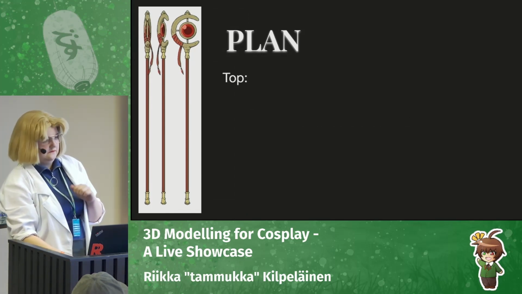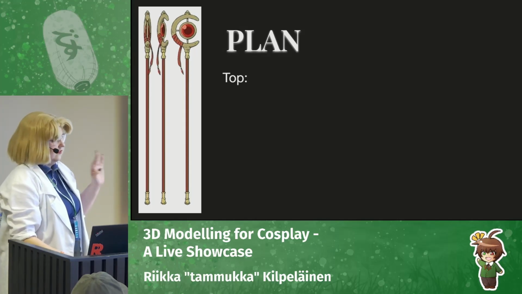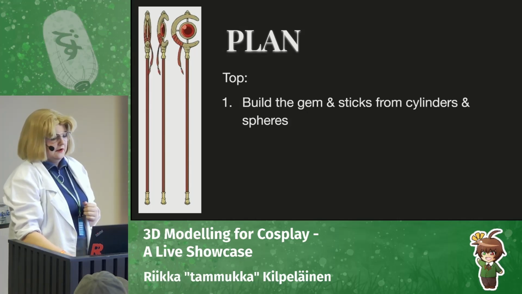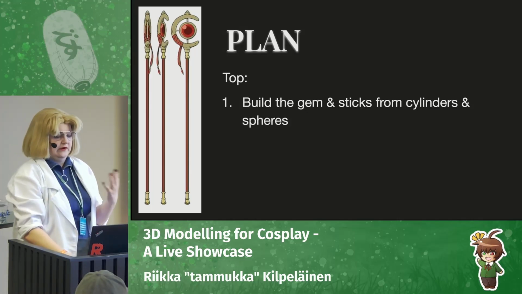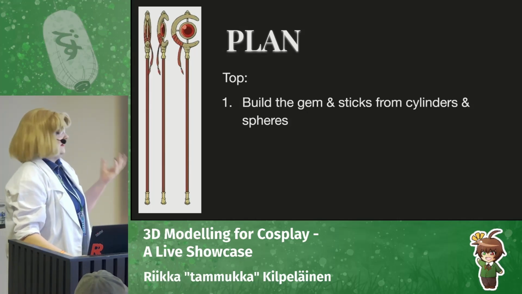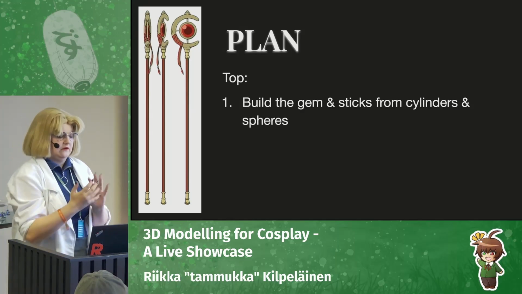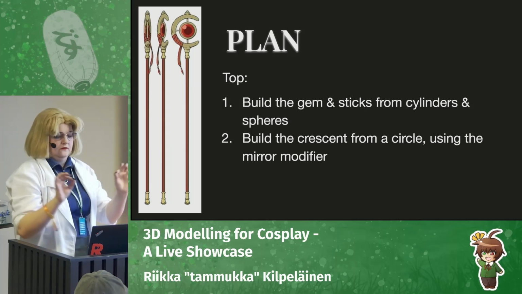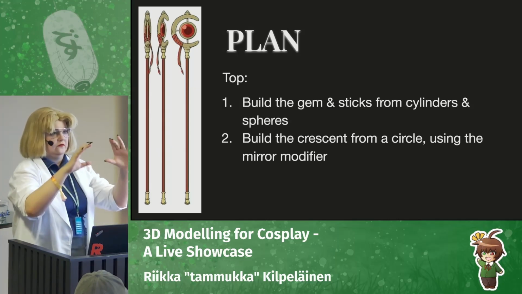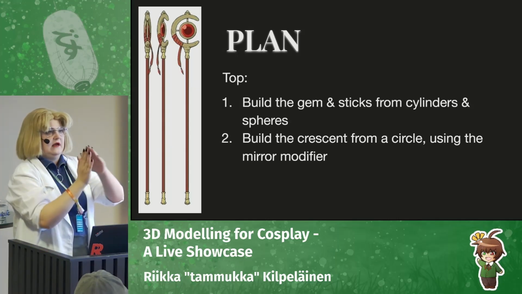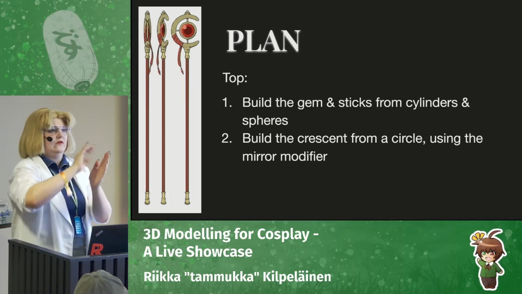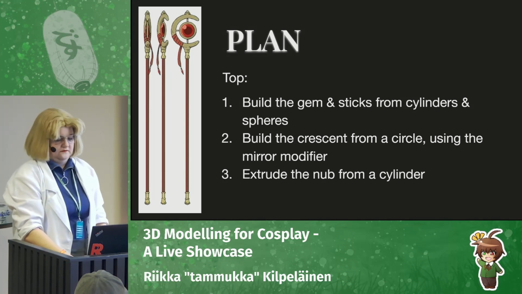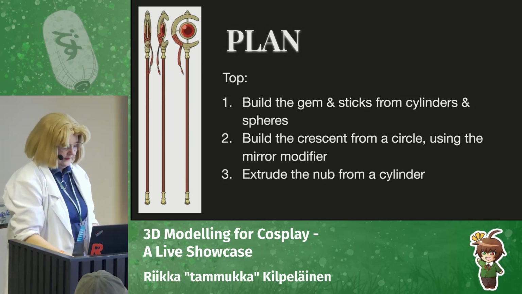And for the top, this is a bit more complicated. And there are so many different ways you could approach this. I'm just showing you one approach. I would build a gem and the sticks from cylinders and spheres, because they're just primitive shapes, kind of squished and scaled. So I would start from that. And the crescent I would build from just a flat circle, and then I do another circle inside it, and then I build half of the depth of it, and then I would mirror that. And then there's the little knob at the top, and again, I would just extrude it from a cylinder.